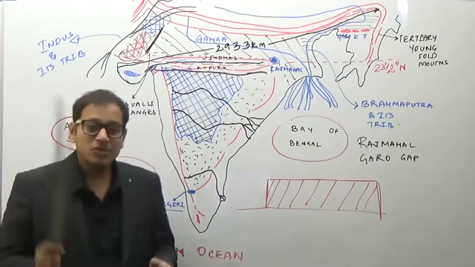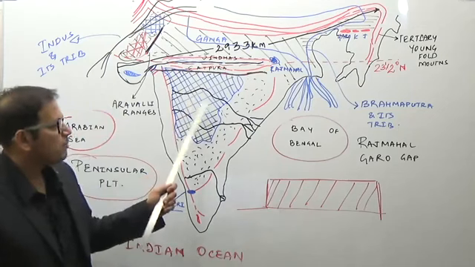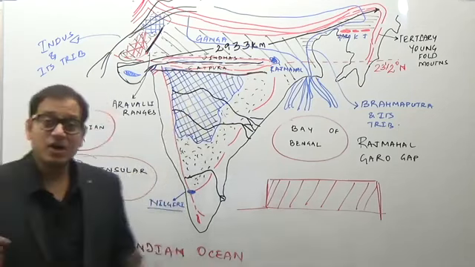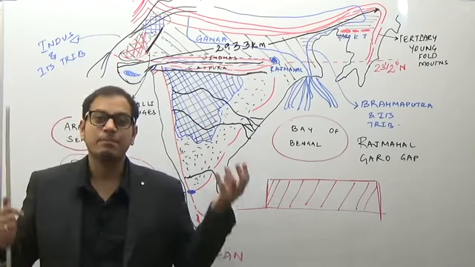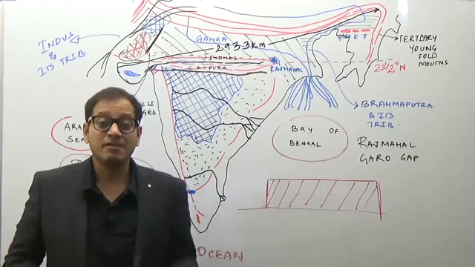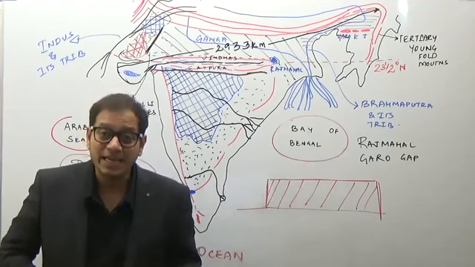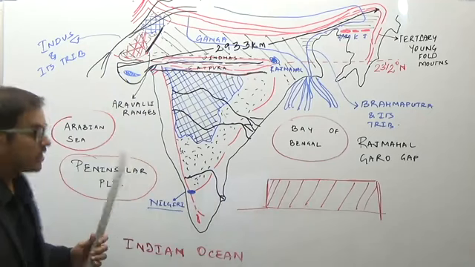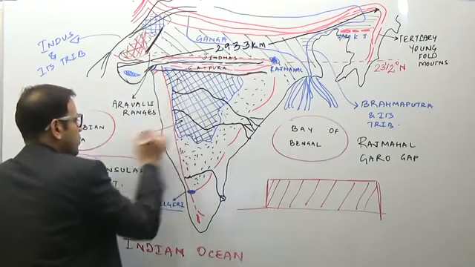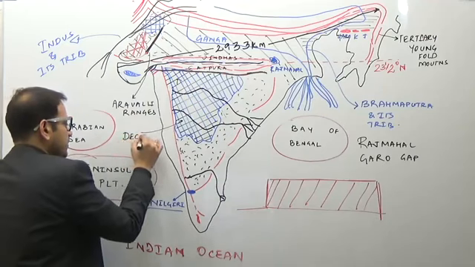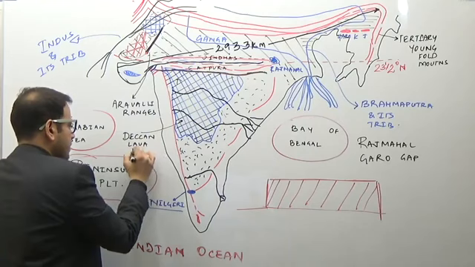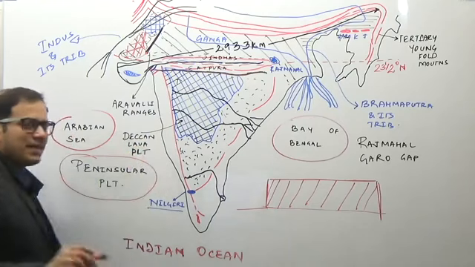In the peninsular plateau region, as you can see, this blue shaded area has undergone, during the Cretaceous period, some million years back, a volcanic eruption, and this part is known as the Deccan Lava Plateau region. So this part is known as the Deccan Lava Plateau region.